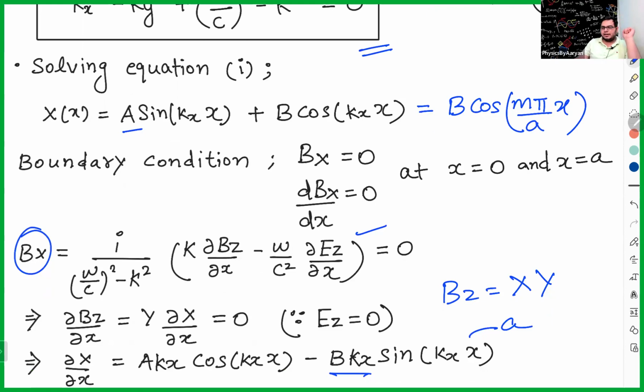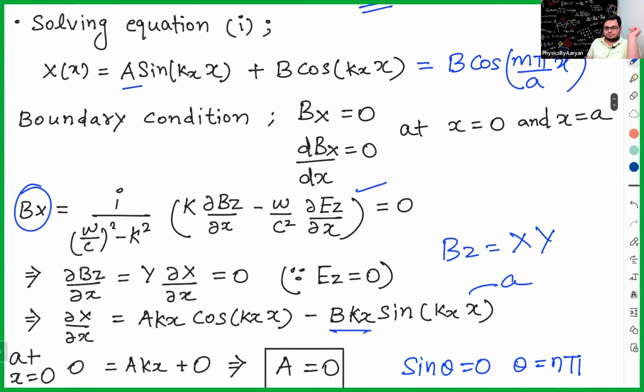किसी को सिमिलैरिटी दिखी? Can anyone tell me the similarity, किसके साथ सिमिलैरिटी दिखी है? ये सोल्यूशन किसके जैसा लग रहा है? अभी तक आपने फिजिक्स में कुछ पढ़ा हो ऐसा, anything, potential well, सिमिलैरिटी? पोटेंशियल वेल के साथ सिमिलैरिटी होगी, try to see. पोटेंशियल वेल में भी क्या होता है, what do you see in potential well? sin n pi x by a, cos n pi x by a. Here also we are getting the same thing.